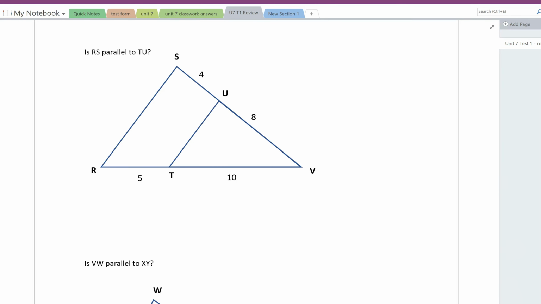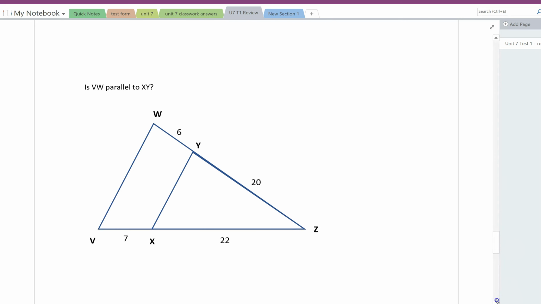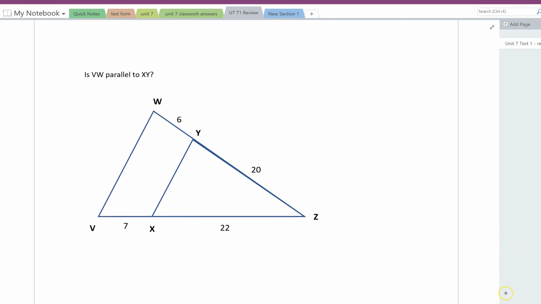Next problem you come to in the packet looks like this, and the one below it. Don't worry about doing these two for today. I put these in by accident, forgetting that I was breaking up the chapter into two parts. The questions like these two are going to show up on the Unit 7 Test 2 that you'll take next week, so don't worry about it for today.